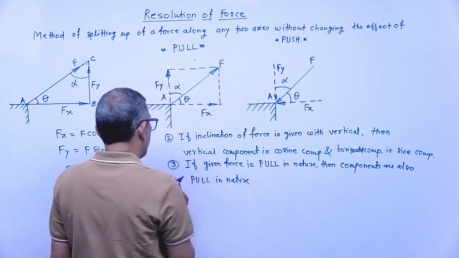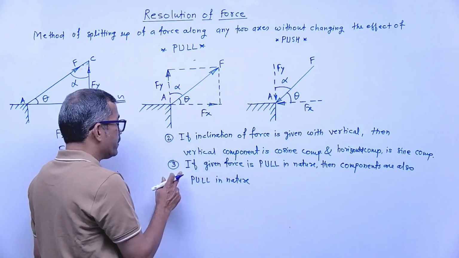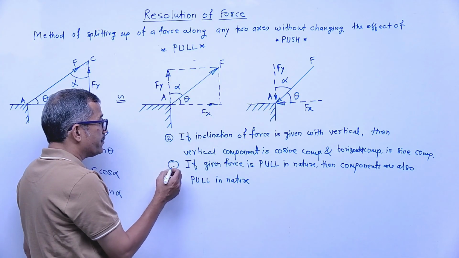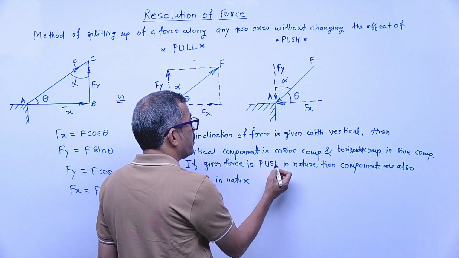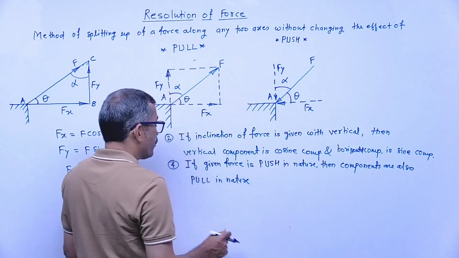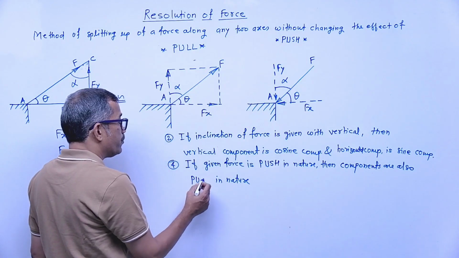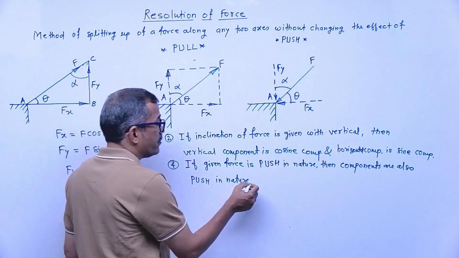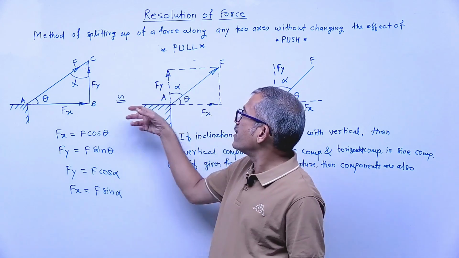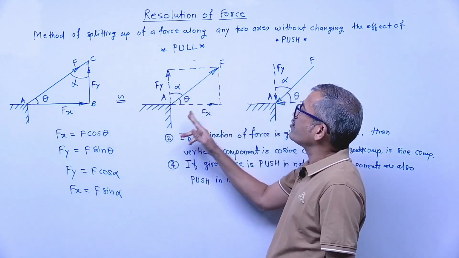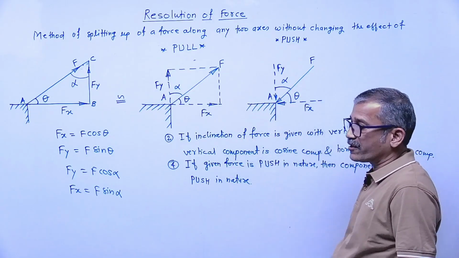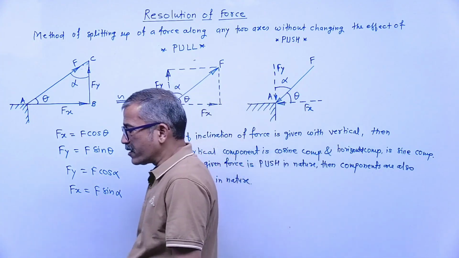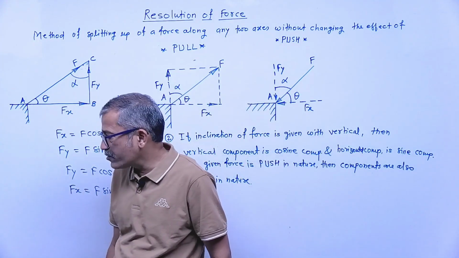And number 4 is what? If the given force is push in nature, then components are also push in nature. You can just see here, this is pull type, so the component is pull type. This is push type, components are also what? Push type. Clear?